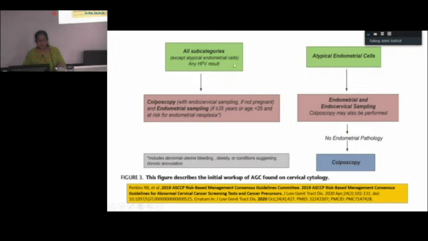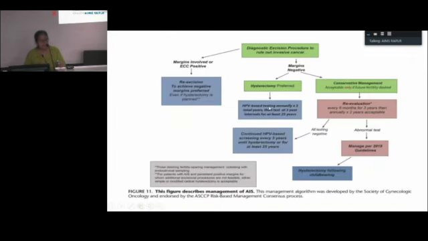If you call it atypical, but accept atypical endometrial cells, any HPV result, then the protocol is do colposcopy with endocervical sampling if not pregnant, endometrial sampling if more than 35 years of age, or age less than 35 but at risk of endometrial neoplasia. Whatever are the clinical risk factors for endometrial neoplasia. So this is the algorithm that follows after you make a diagnosis of AGC. This is the algorithm of what happens if you do a diagnosis of AIS, which the clinicians will know better.